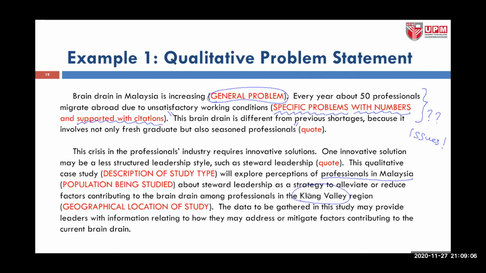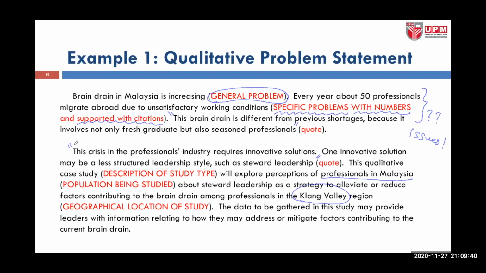The data to be gathered in this study may provide leaders with information relating to how they may address or mitigate factors contributing to the current brain drain. So basically you can see here, okay, there's a general problem, and then there's a specific problem, and then there are quotes, quote number 1 and quote number 2, that are basically strengthening the issues, because people will say, oh, Prof.